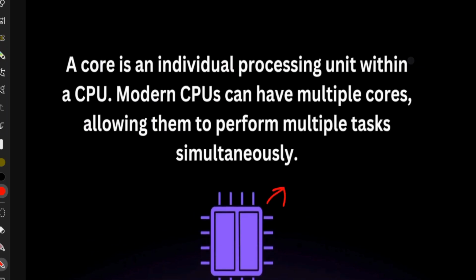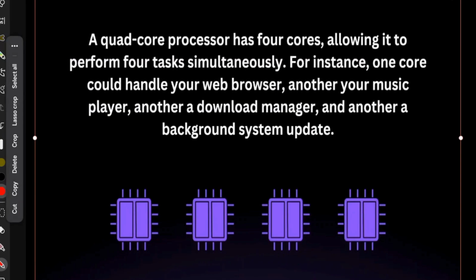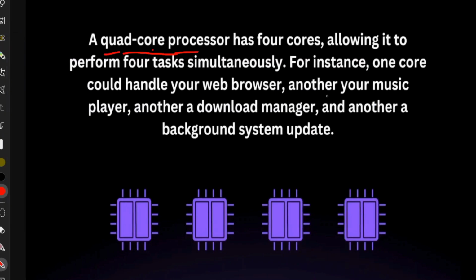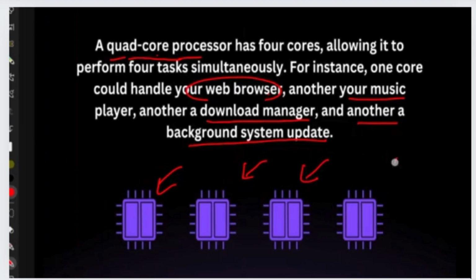So we are going to move forward and understand processors. The quad core processor, a common processor name, has 4 cores, allowing it to perform 4 tasks simultaneously. For instance, one core can handle your web browser, another is going to play the music in the background, another is going to be the download manager, and another will run background system tasks. Now we are getting a clear idea of what exactly a core is.